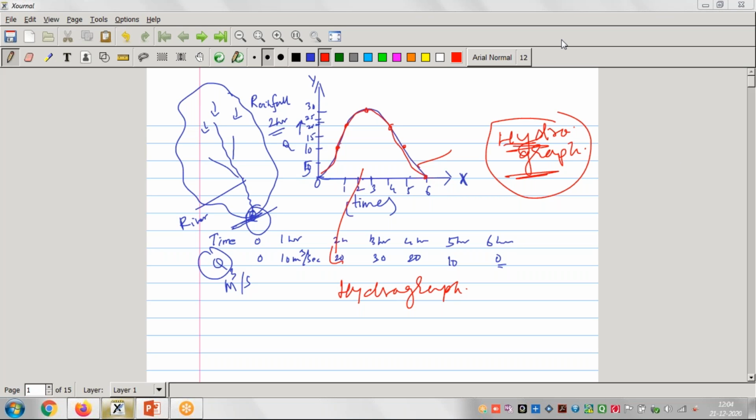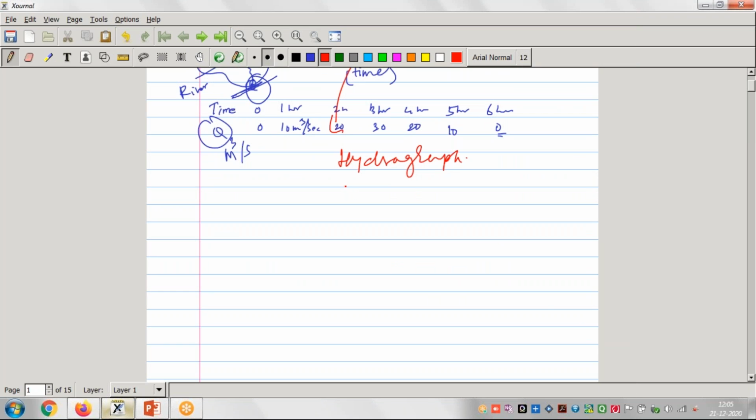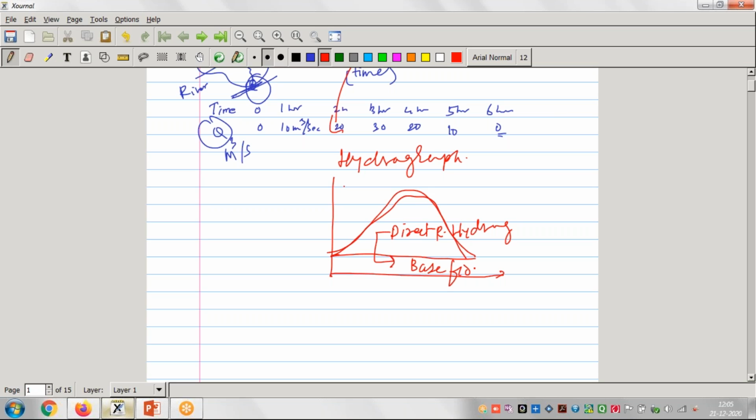Now, suppose this is our graph, and it starts somewhere here. This is the base flow. And base flow plus this direct runoff hydrograph. When we add these two, this total hydrograph will be called the flood hydrograph, right? Flood hydrograph.